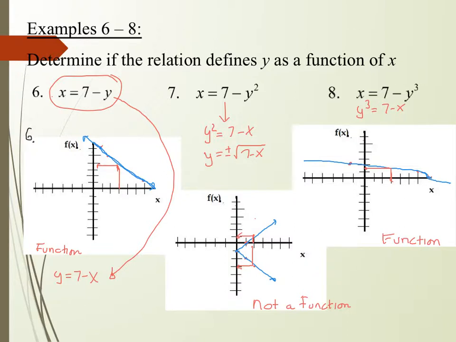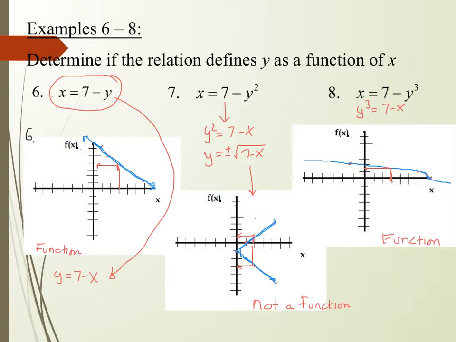Again, for number 7, we can rewrite it as y squared equals 7 minus x. And now y is equal to plus or minus the square root of 7 minus x. When we graph that, we see that the curve is on its side. It's more like a parabola, I think, but on its side. And you can see for each value of x, there are two values of y for number 7. So guess what? This is not a function.